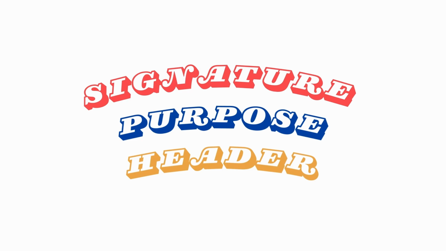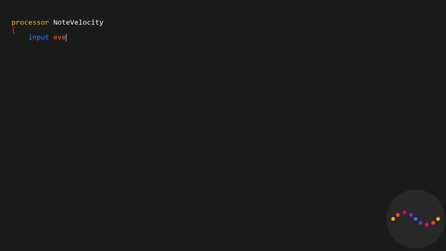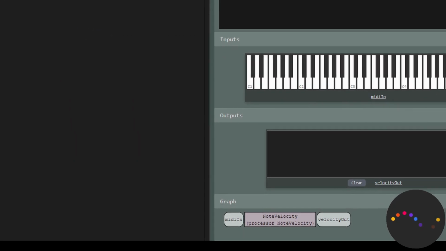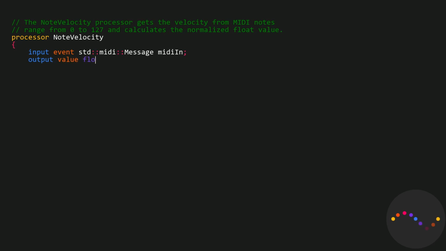Signature, purpose statement, and header. Signature: we will create a note velocity processor that takes in a note-on event and outputs a float representing the normalized velocity. Since the processor handles events, it doesn't require a main function to compile. Purpose statement: the note velocity processor extracts the velocity from MIDI notes, ranging from 0 to 127, and calculates the corresponding normalized float value. Header stub. We'll start with a stub to declare how the event input is processed.